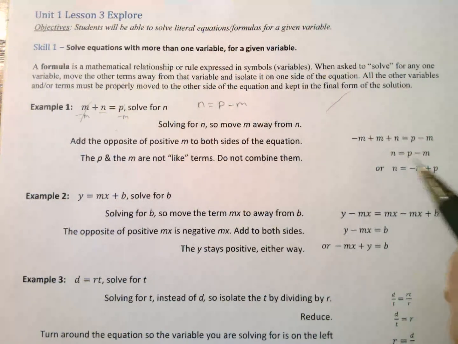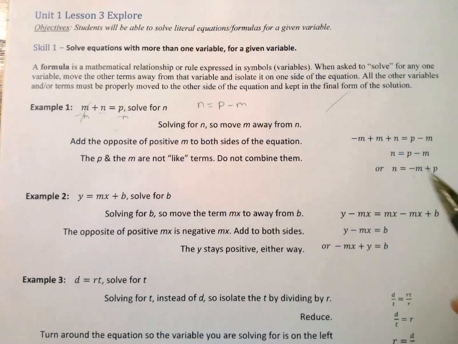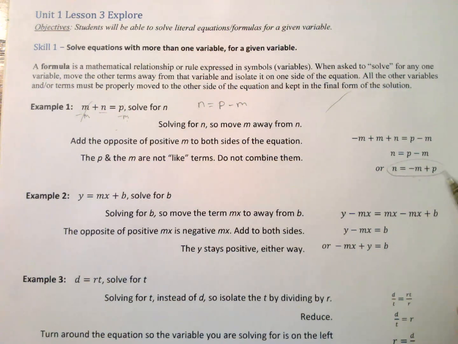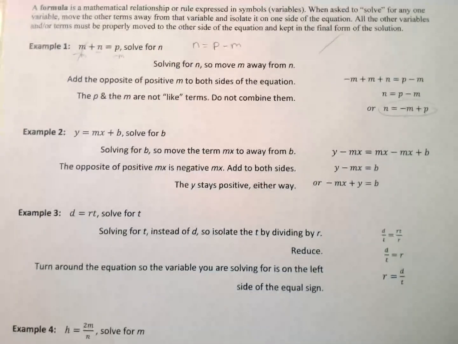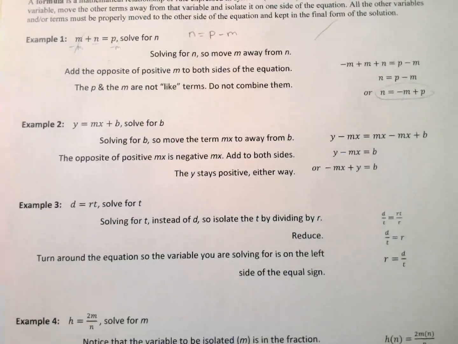Notice that these can be in any order as long as the p remains positive and the m becomes negative because we moved it to the other side. So this equation is being solved for n. Okay, that's all there is to it. We're basically playing Rubik's Cube with it. We want to keep everything we've got. We're not getting rid of anything, we're just moving it around properly.